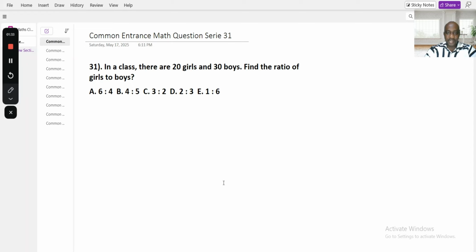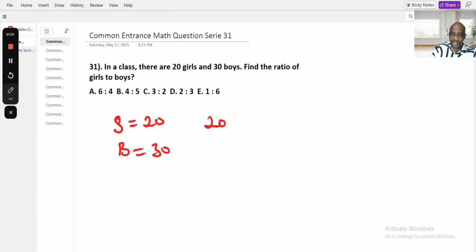In a class, there are 20 girls and 30 boys. Find the ratio of girls to boys. Now they have given us the number of girls, 20, and the number of boys, 30. To find the ratio of girls to boys, you are just going to divide 20 by 30.